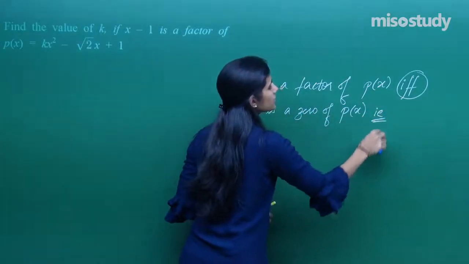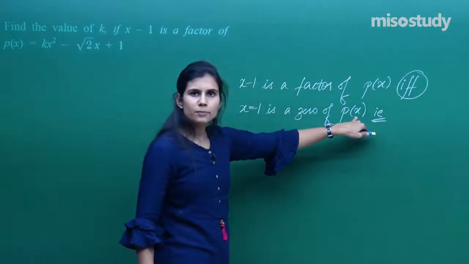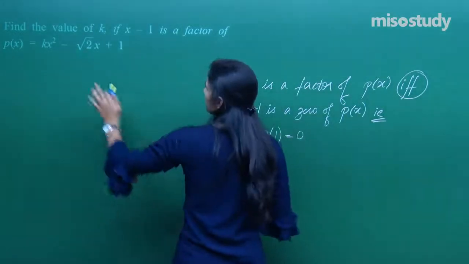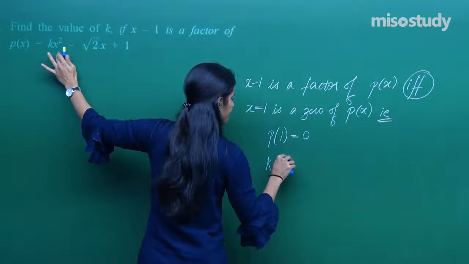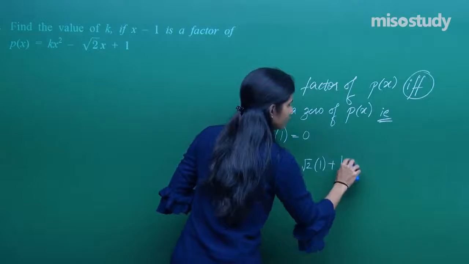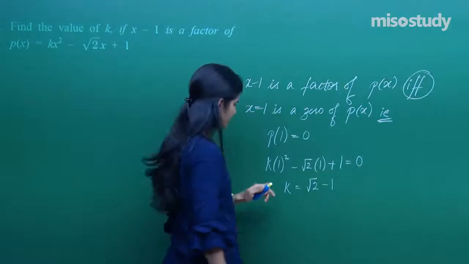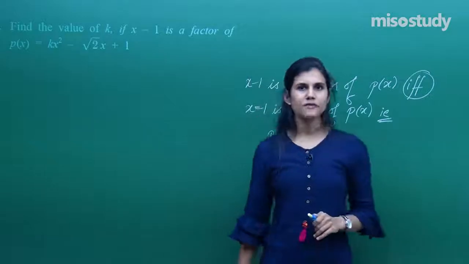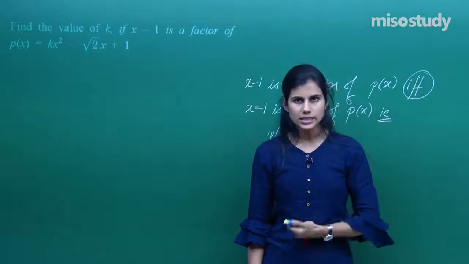That is, by factor theorem, x equals 1 is a 0 of p(x) means in place of x when I put 1, p(x) will become 0. That is p(1) is 0. If p(x) is this, what is p(1)? It will be k into 1 square minus root 2 into 1 plus 1 equals 0. That means k equals root 2 minus 1. Right? If k minus root 2 plus 1 is 0, then k is root 2 minus 1. You have, by factor theorem, found the value of k such that x minus 1 is a factor of p(x).